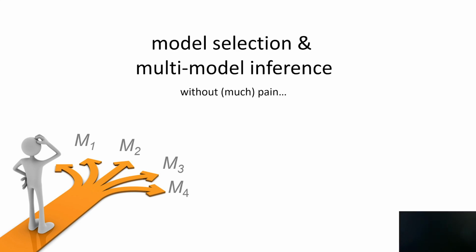Okay, so what we're going to do in this lecture is follow along from one of the ideas we left with at the end of the first lecture, and that has to do with the question of model selection, and ultimately this concept that we will talk a fair bit about called multi-model inference. So here we are: model selection and multi-model inference, and as you'll see on the screen here, without much pain.